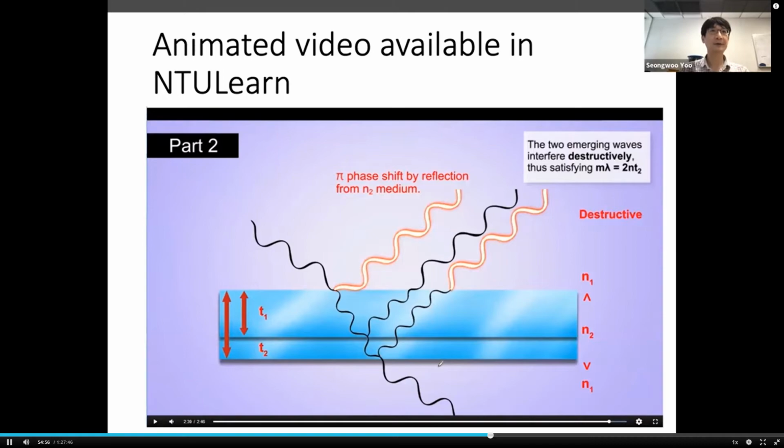I hope you can watch the animated video in the LAMS in NTU Learn. This animation explains very nicely how we can visualize the destructive interference and the constructive interference, which involves this phase shift by the reflection. So please go and watch this animated video, which will help you understand from the visualization.